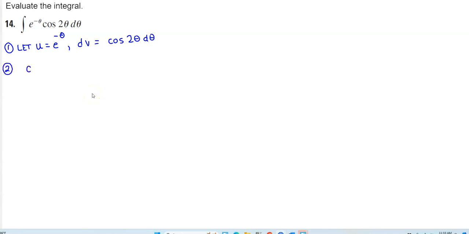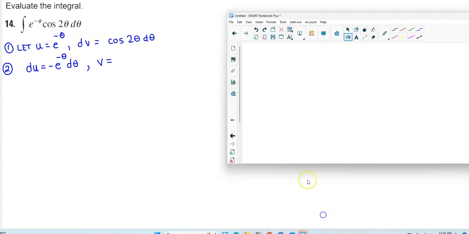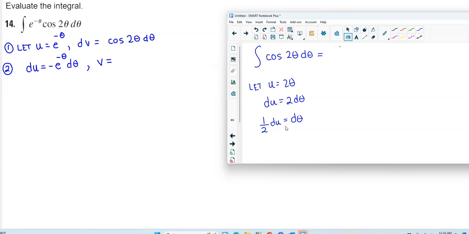So when we take the derivative with respect to theta, du is going to equal negative e to the negative theta d theta. And then we need to take the antiderivative of the cosine of 2 theta d theta. If we let u equal 2 theta, du is equal to 2 d theta, and then divide both sides by 2, then we would have the following.